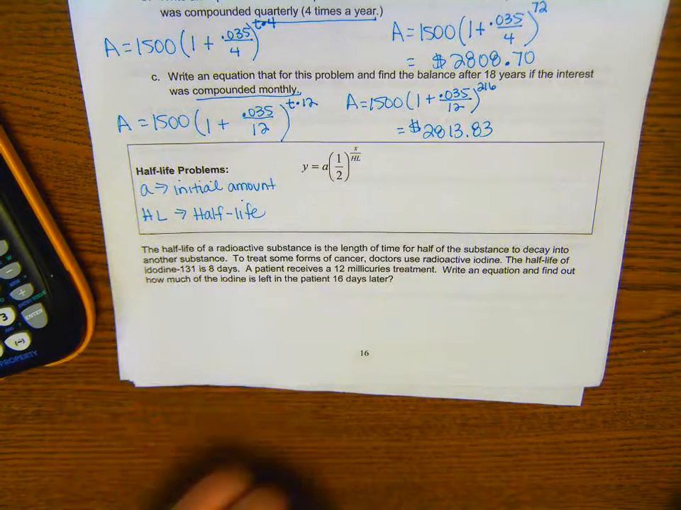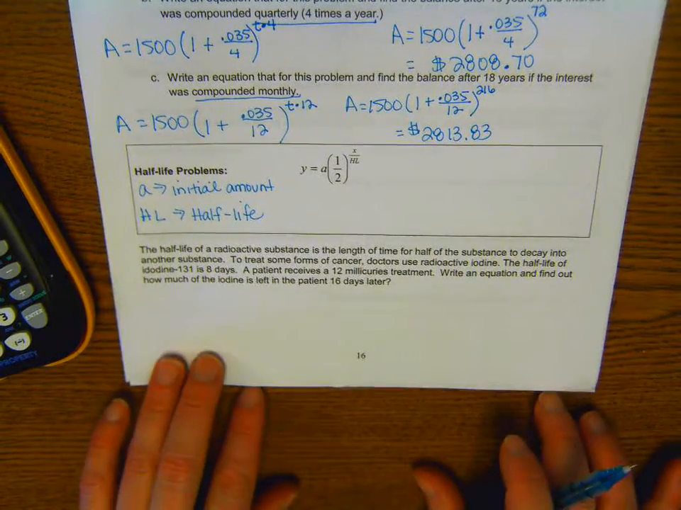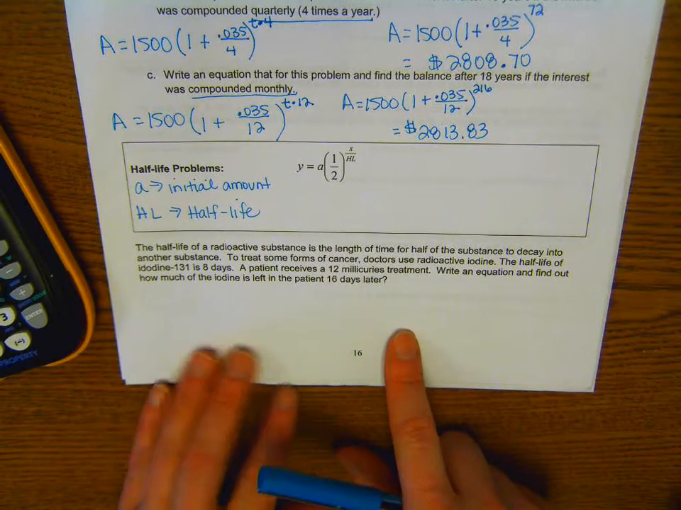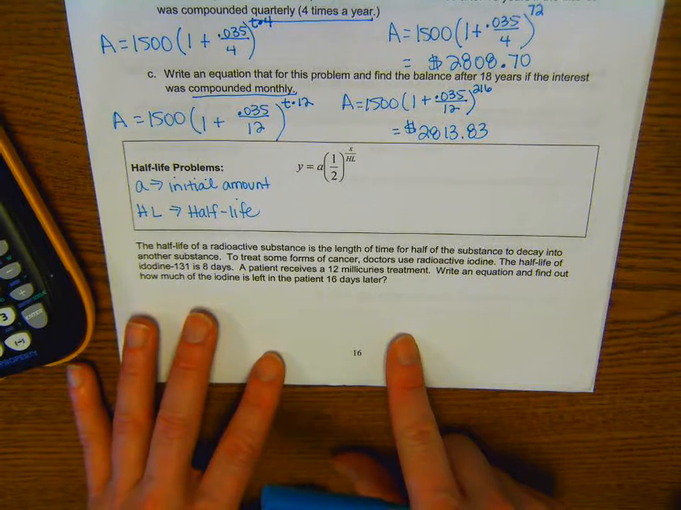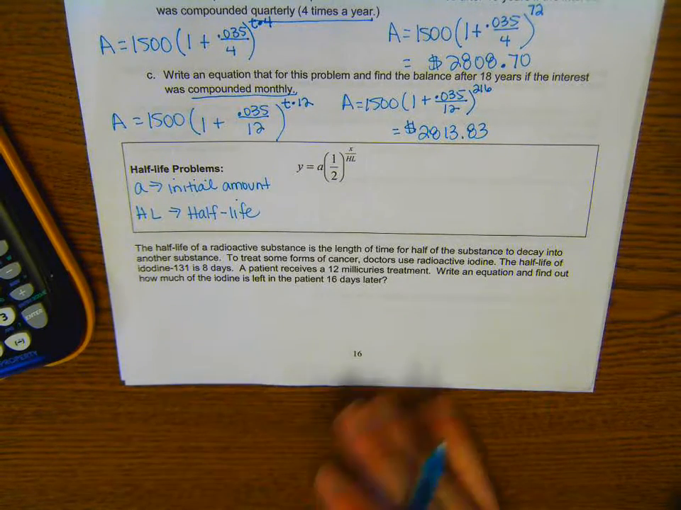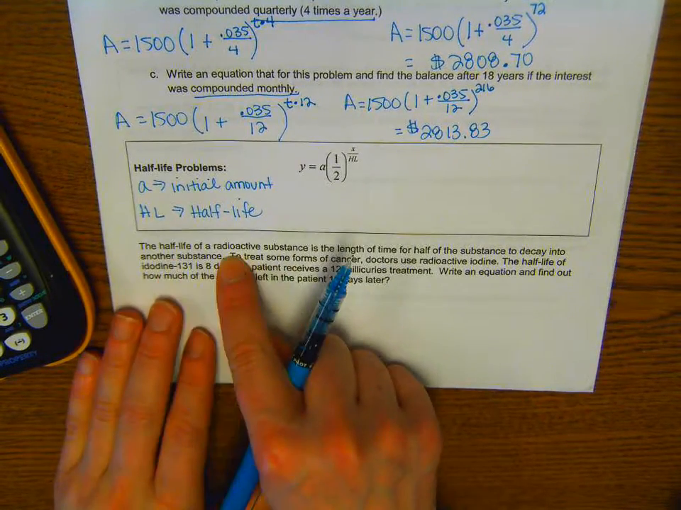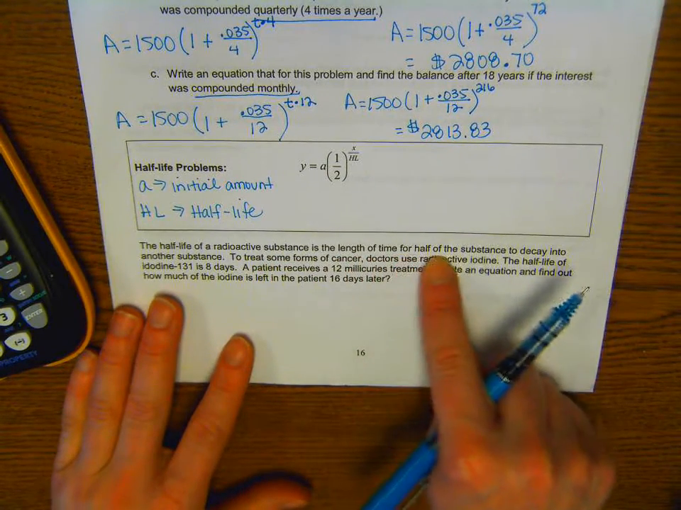And so I'm going to talk about this a little bit more tomorrow, but I want to just show you in general how it works. This is a medical application, half-life is used to find out how long you would have a medication in your body, because you would want to make sure the medication completely was out of your body before you gave it another appropriate dose. So it says the half-life of a radioactive substance is the length of time for half of the substance to decay.